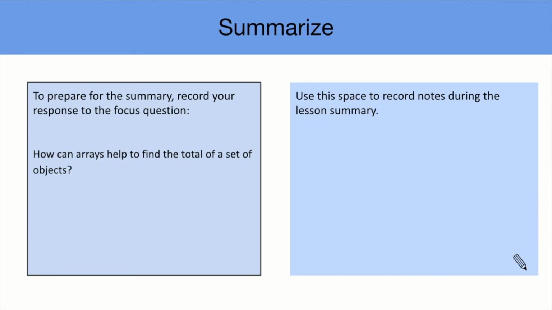Let's go back to our focus question. How can arrays help to find the total of a set of objects? I have learned that arrays help us see the objects arranged neatly in rows and columns, and that helps us quickly add the objects instead of having to count them one at a time. We can add them in groups. Writing repeated addition equations helps us show our mathematical thinking and quickly solve for the total.